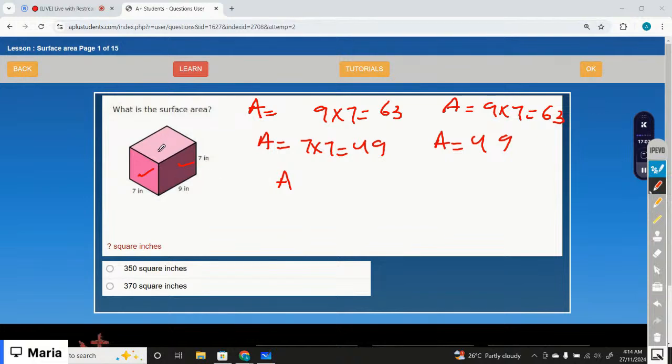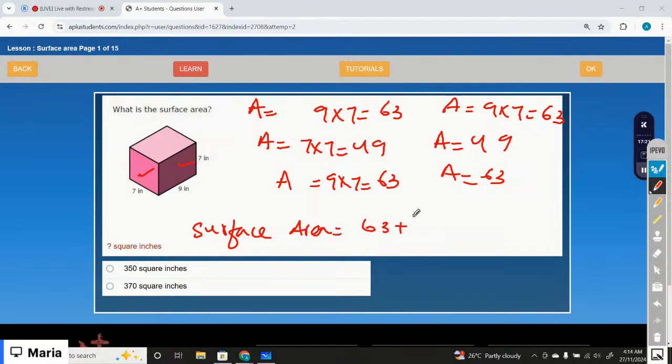This area we're going to calculate, right? That has the same measurement, 9 times 7, that is 63, and that is 63. So for the surface area, you need to add the area of all the faces, that is 63 plus 63 plus 49 plus 49 plus 63 plus 63. So let me just add. That is 350 square inches.